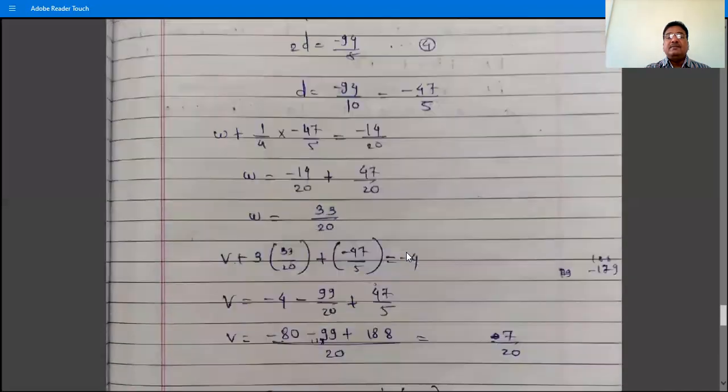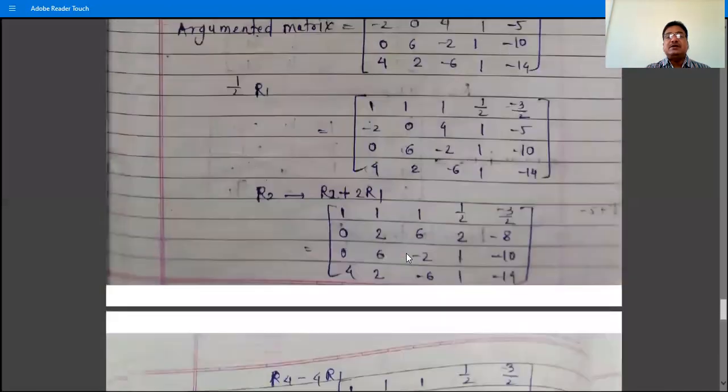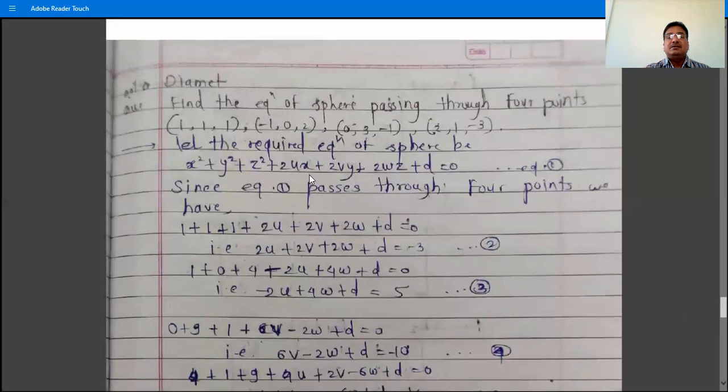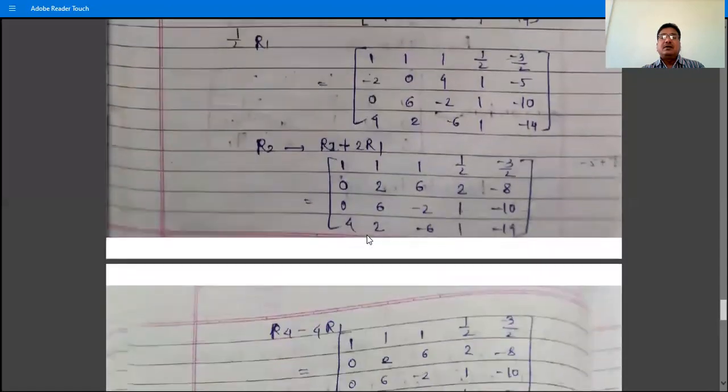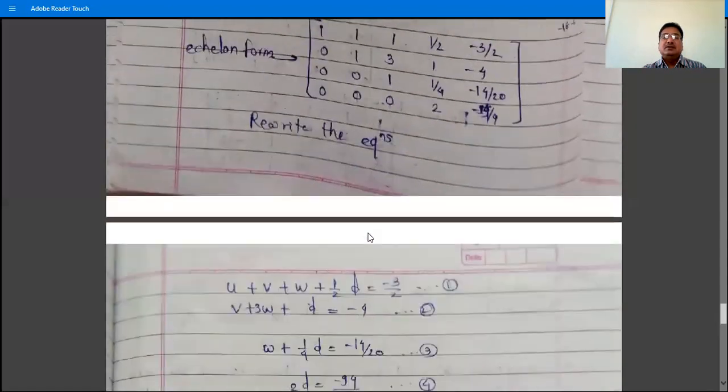Okay, and substitute these values in this equation, that is x square plus y square plus z square plus 2 into U, V, W and D, we get the equation of the sphere passing through its 4 points. So the answer is somewhat lengthy.